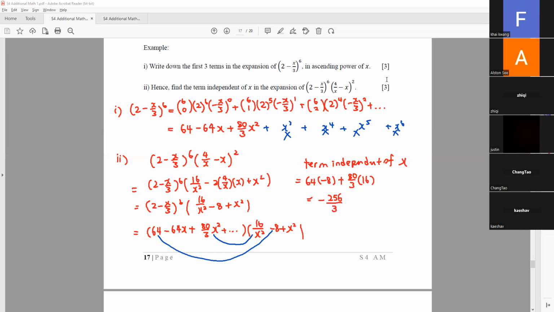Because it's 3 marks, you don't have the time to go and expand everything and slowly find out what the terms independent of x are. You must straight away see, oh, what do I need? So in binomial, typically do what you need, don't do everything.